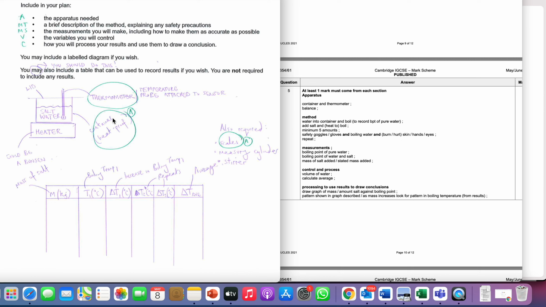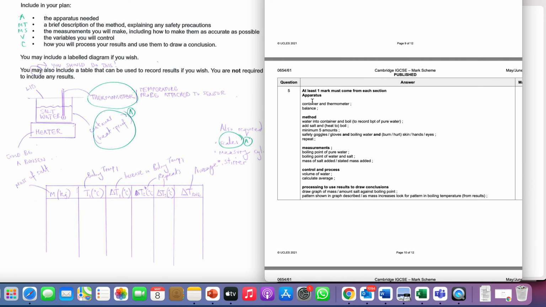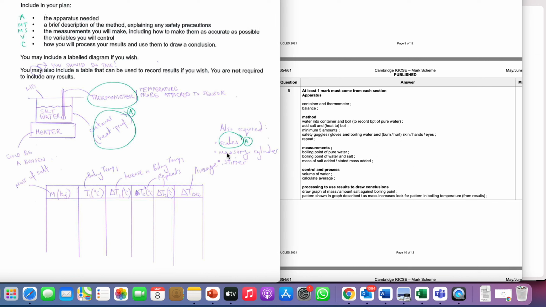Now in these 2 marks, for example, here, I think I've got a mark here for the container and the thermometer, so I've written a little A there. But also you could have included this thing about the balance or the scales, and that's this point here. So I'd encourage you to do something similar when you're looking at your answer. Just circle and maybe note down where it is you are getting those marks.